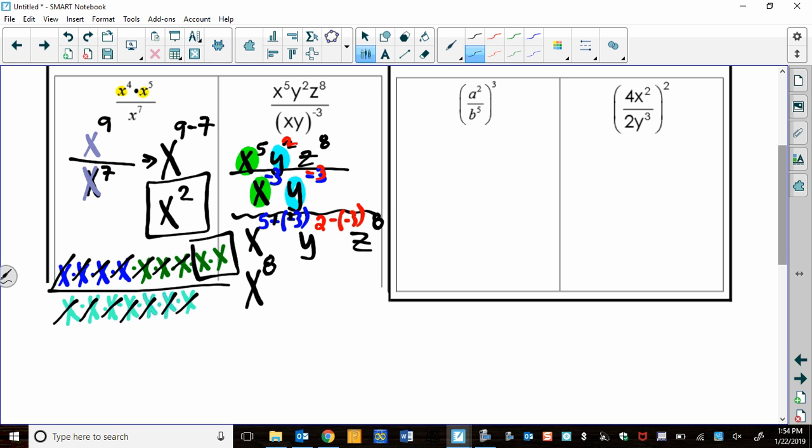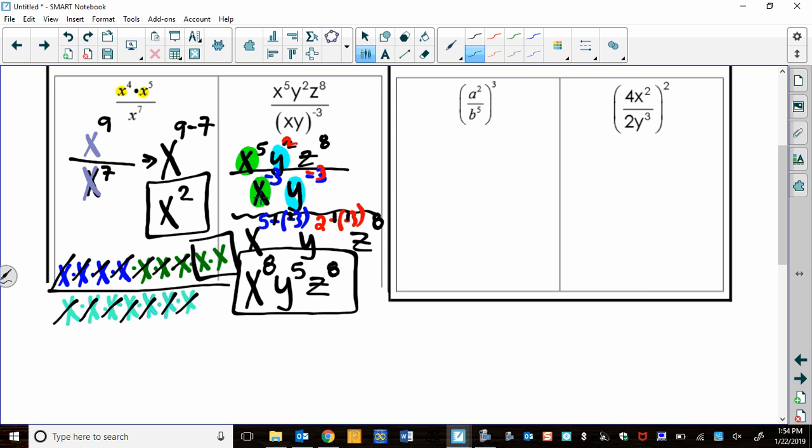So this is x to the 8th power. And then y, and these two are the same thing, will be to the 5th power, and z to the 8th. So that is your final answer. If you took the other way, you would have still gotten the same answers.